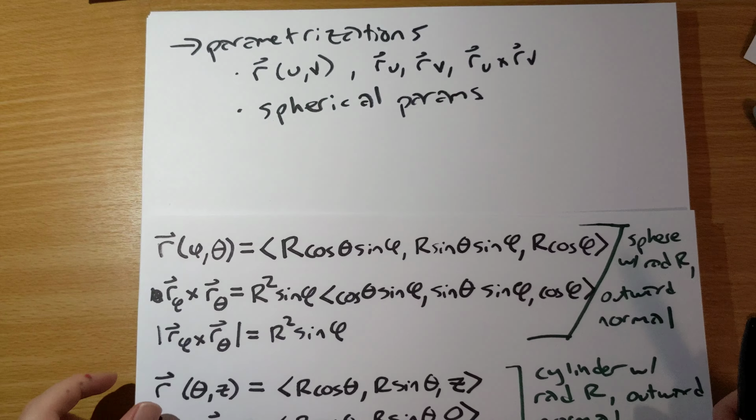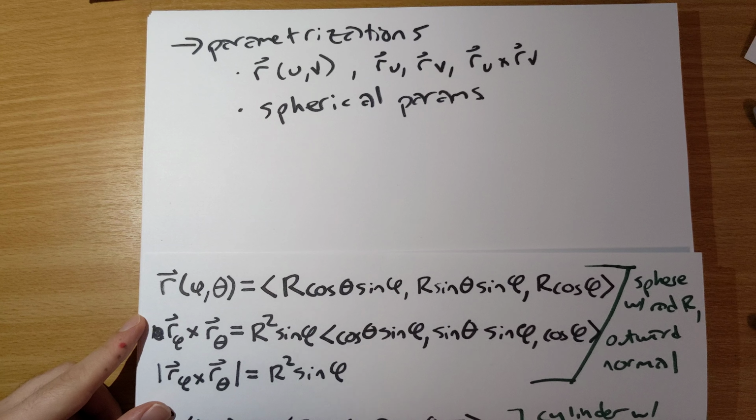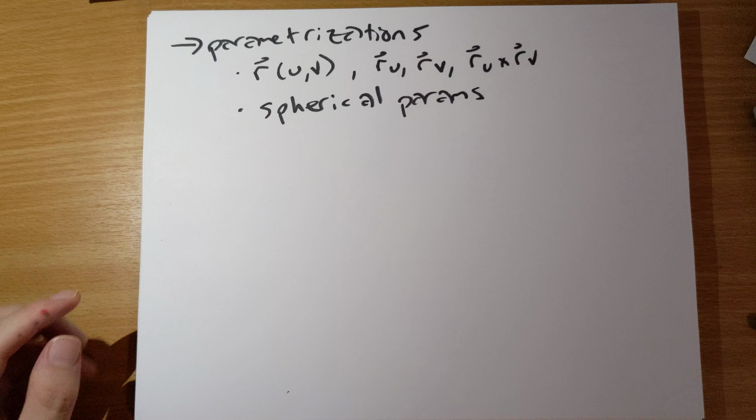So here at the bottom, I have an entire sheet that I'll show off. This is our spherical parameterization. We parameterize a sphere of radius capital R, oriented with an outward pointing normal vector, centered at the origin. So here is the R of phi comma theta right here. Here's the cross product. Here's the magnitude of the cross product.